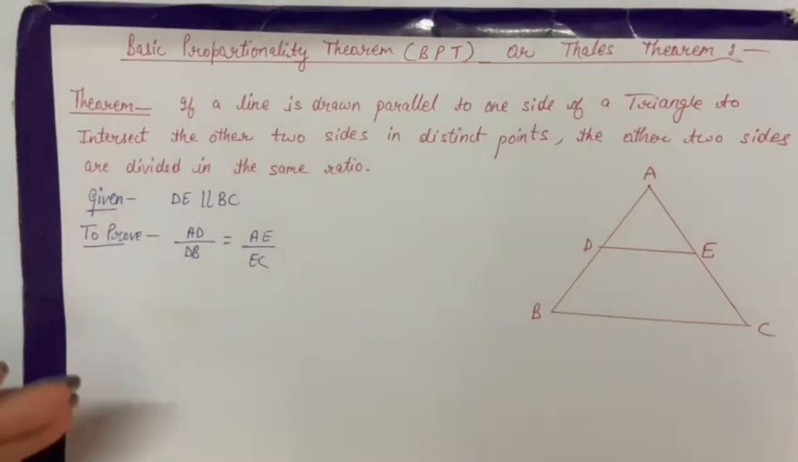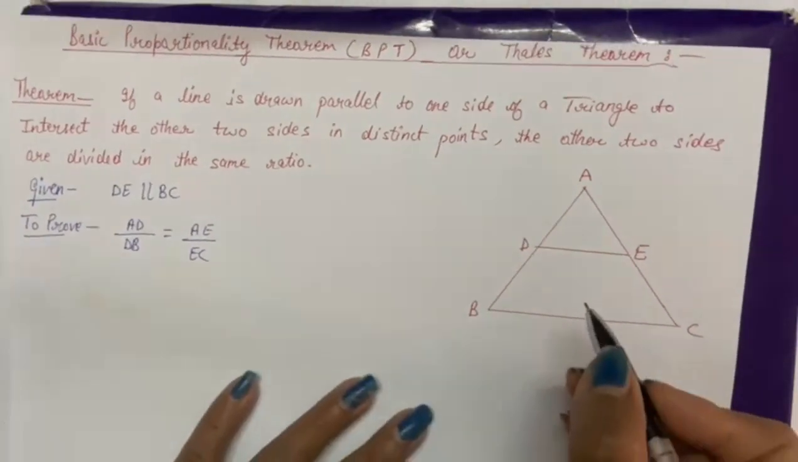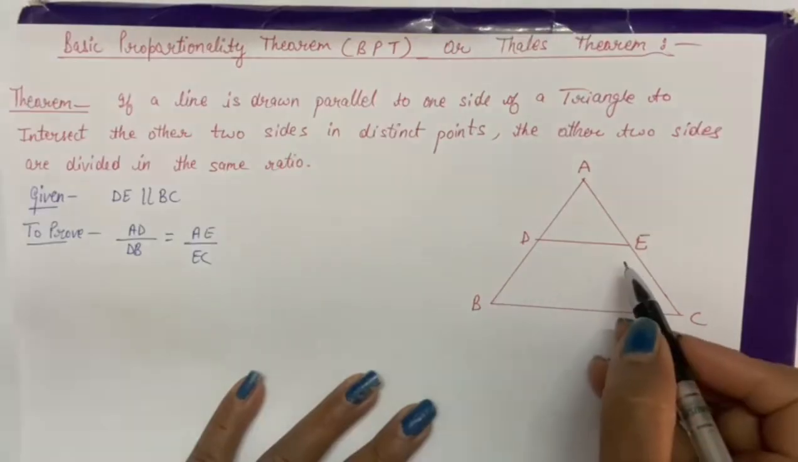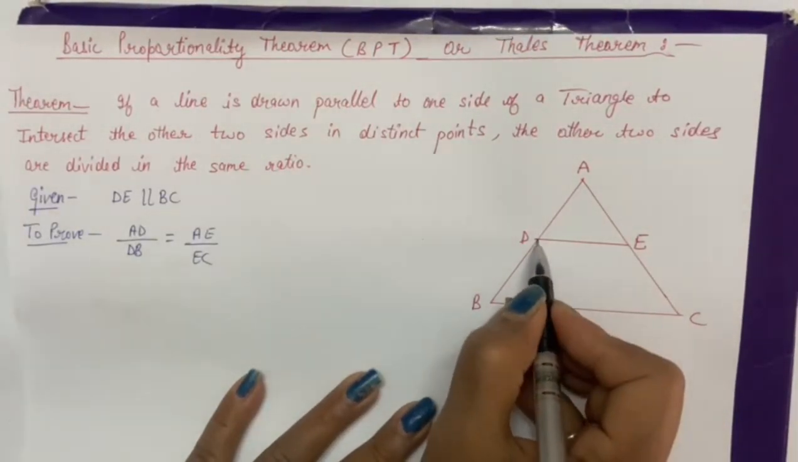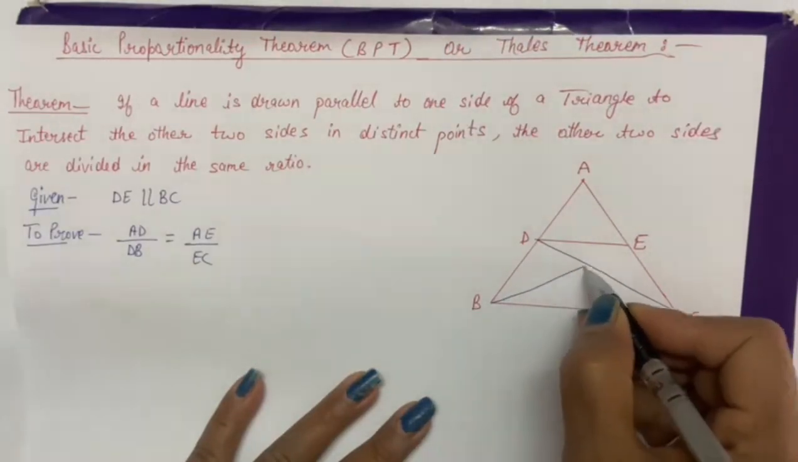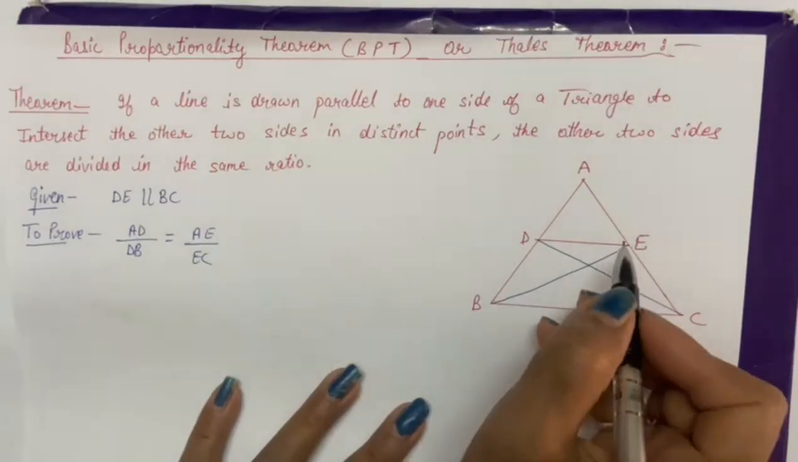So before starting the proof, we need to do some construction work. So here some construction work we will do. We will join B to E and D to C. So here with the help of a scale you will join. So here directly I am joining these two lines. This is BE. And here we need to draw two perpendiculars.